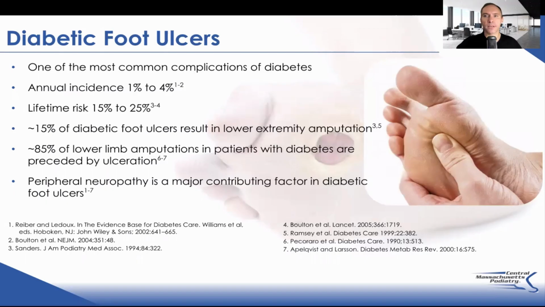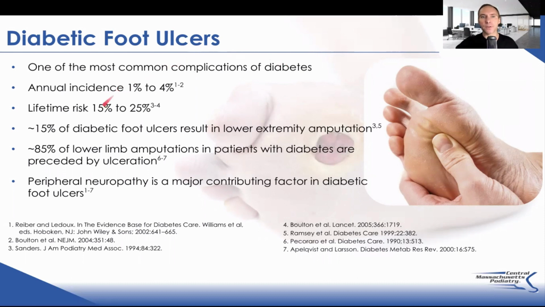So let's go over now diabetic foot ulcers. This is one of the most common complications of people with diabetes, our patients. The annual incidence is 1 to 4%. So of all our diabetic patients, 1 to 4% are going to have an ulcer. And this is very, very common. And sometimes these are little pre-ulcerative lesions, like a callus with a blister.